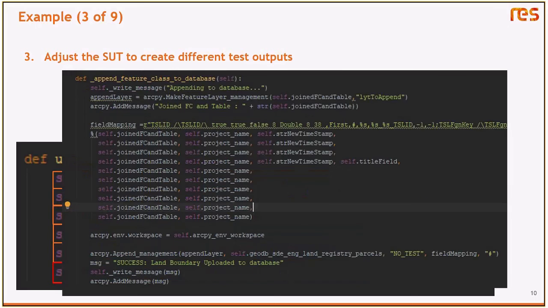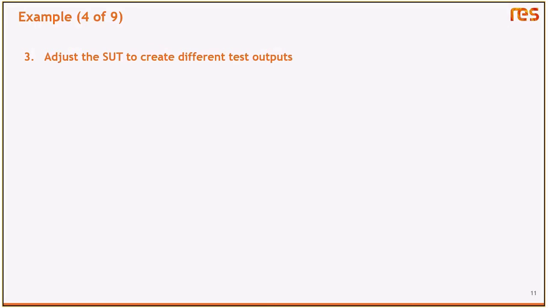The details of this function are shown here, but they aren't really relevant because what they are doing is they're using the ArcPy functionality to write the details out into a separate geodatabase. But in the test, we're not actually going to be doing that. So how do we actually change the system under test to create those different test outputs?